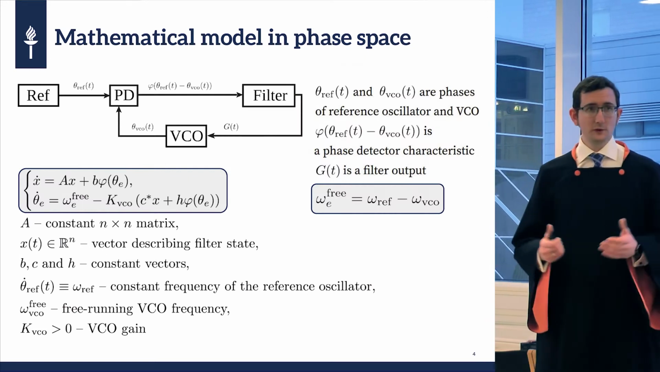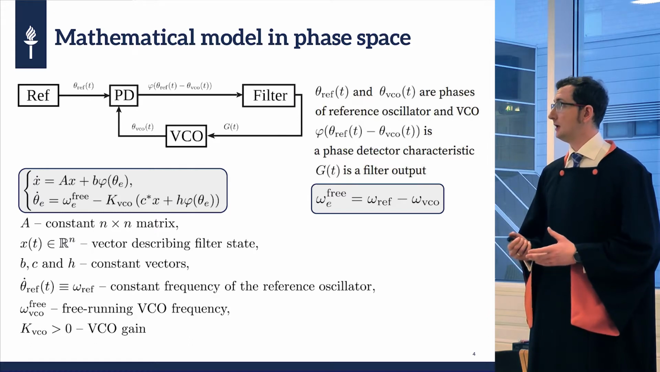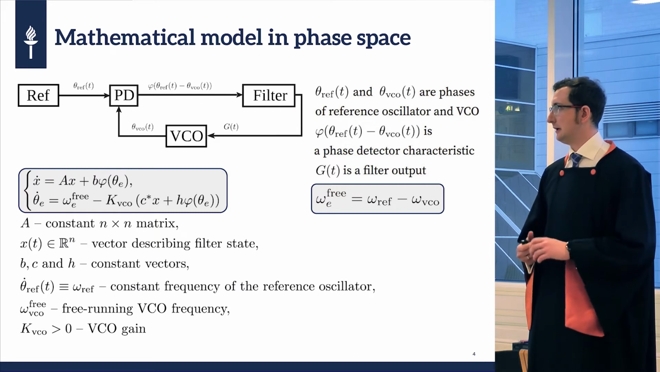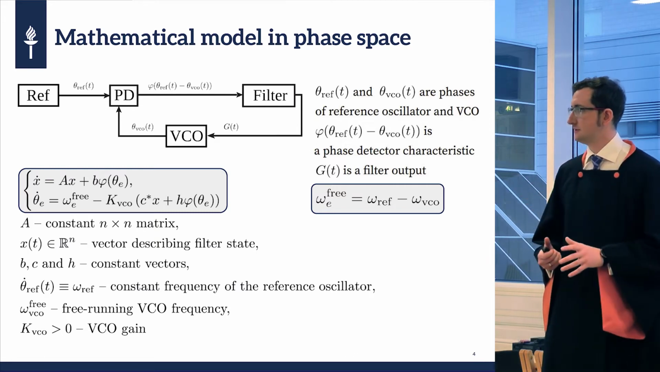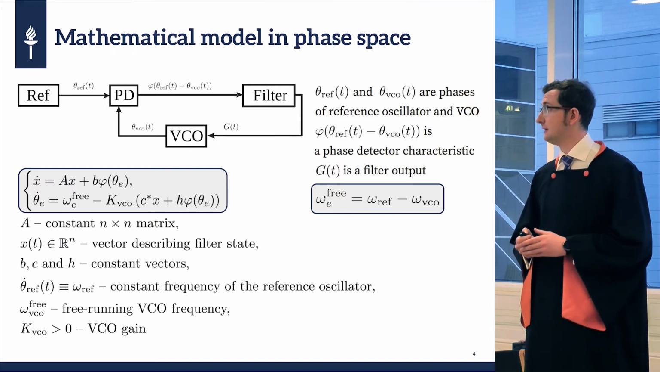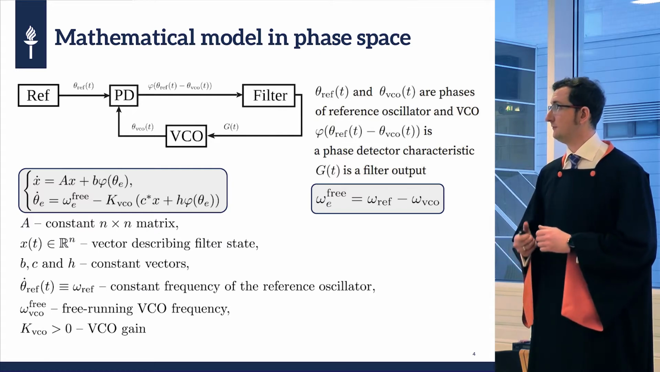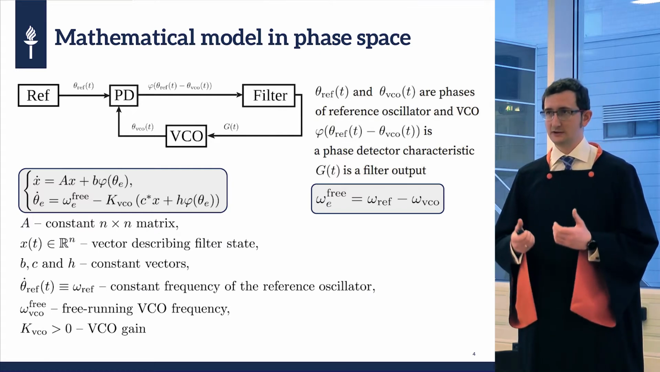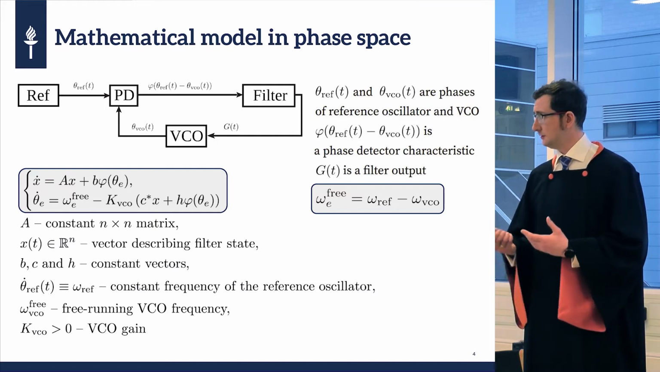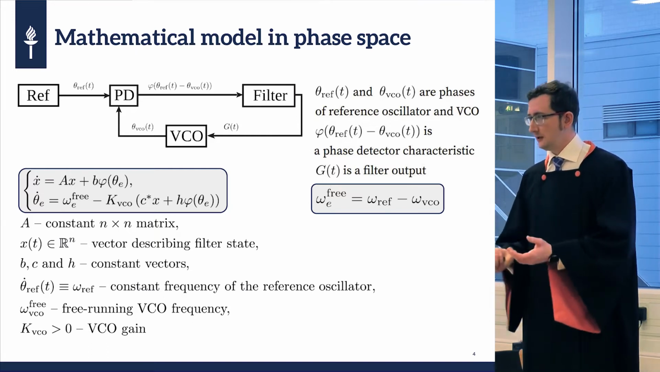So we will consider the mathematical model of the phase-lock loop in phase space. It's a system of differential equations which has some parameters, constants, and so on. The main thing here is the frequency error, denoted as omega_e. This is the difference between the frequencies of the reference oscillator and the controlled oscillator, and we will define our operating ranges for this.